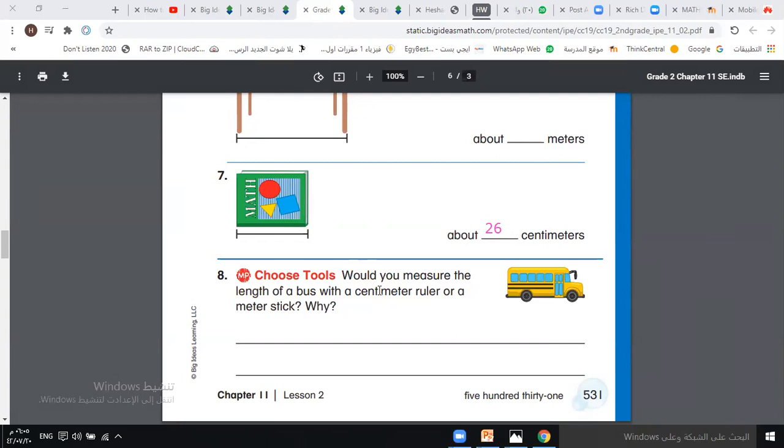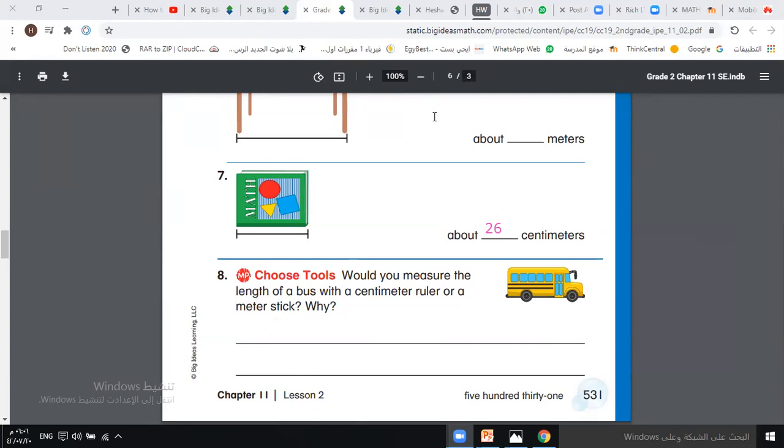Number 8, would you measure the length of a bus with a centimeter ruler or a meter stick? Which one is easier, a ruler or a meter stick? I'll choose Abdurrahman to answer the question. Hello, Abdurrahman, how are you? Fine, thank you. What about you?